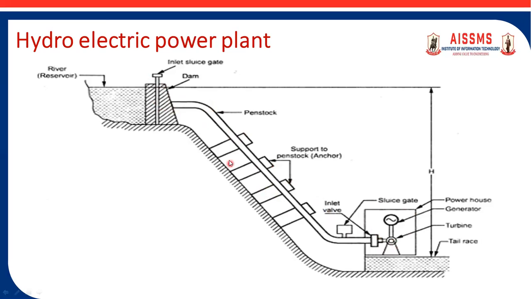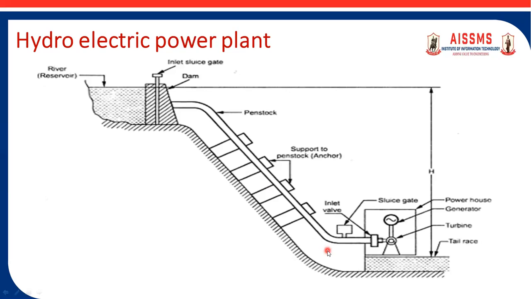Then the next one is your anchors or supports. What is the function of anchors and supports? While water is flowing through the penstock, it has a higher velocity, and due to that higher velocity the penstock starts vibrating. There may be chances, because of the excessive pressure generation, that the penstock may burst. So in order to avoid that kind of situation, anchors or supports are present at regular intervals along the pipeline.